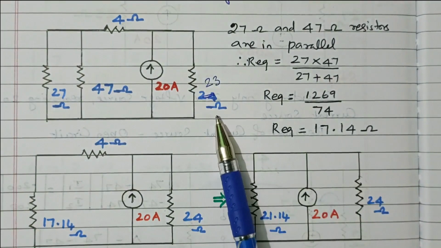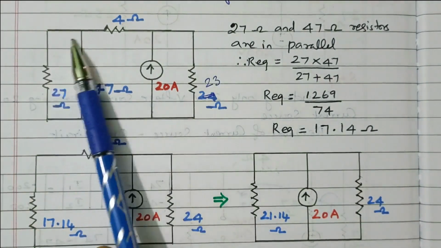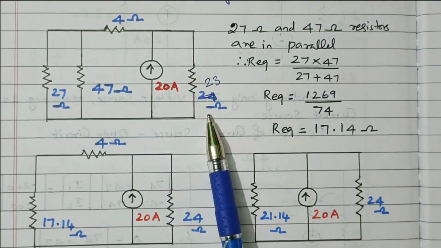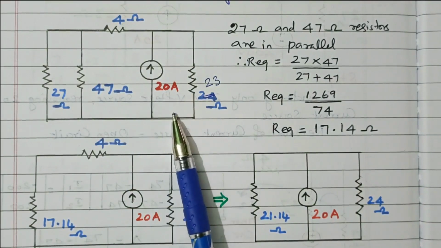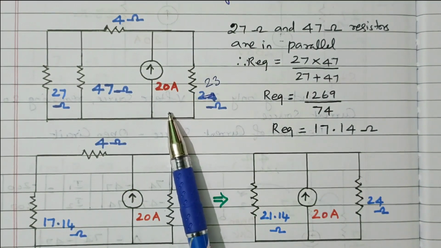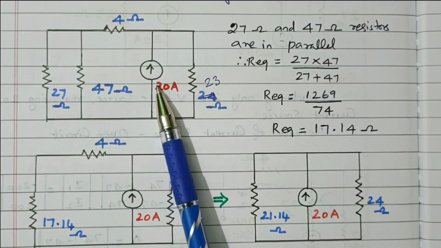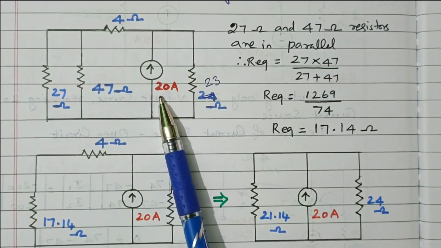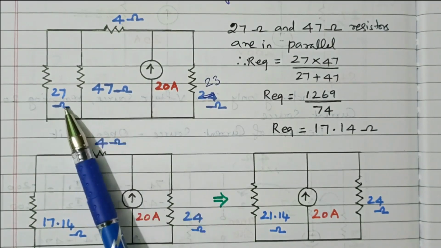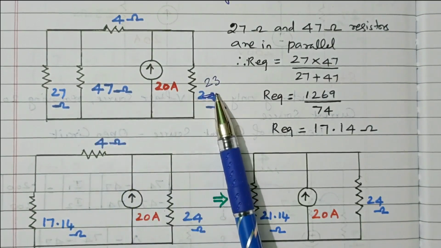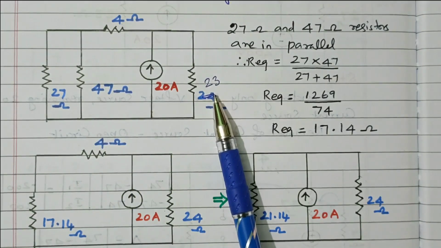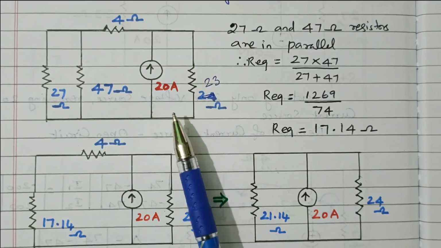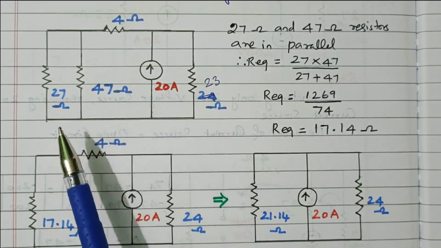Right. Now we need to simplify this circuit. In order to find the current flowing through, we need to simplify. In step 1, we followed the Kirchhoff's voltage law, loop method. But here current source is available. No need to go for loop method. By simplifying the circuit, we can find the current flowing through the 23 ohm resistor. Right. Now we'll see how to simplify this.